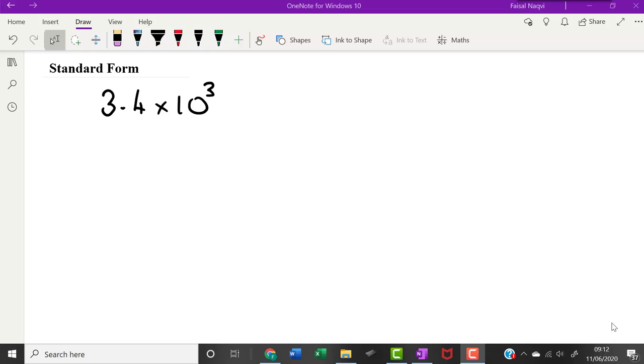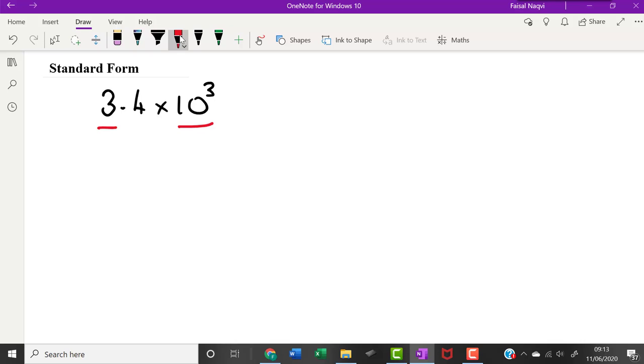This is an example of a number that is in standard form. The thing that makes it standard form is that the first number, 3, is between 1 and 9. The first number has to be between 1 and 9 in order for the number to be in standard form. And then we have a times 10 to the power of something. Those two things tell you that it's in standard form.